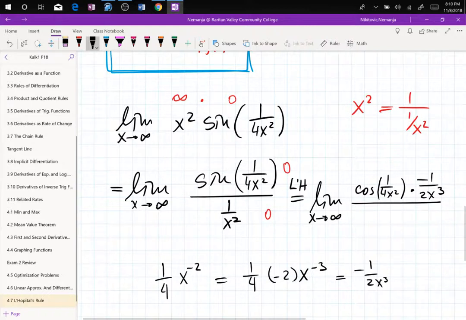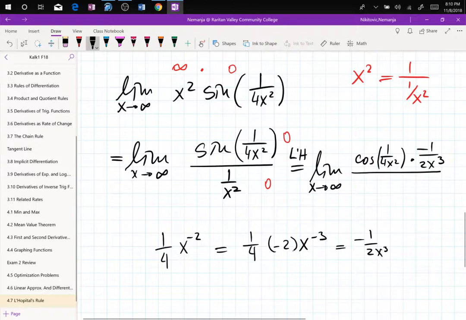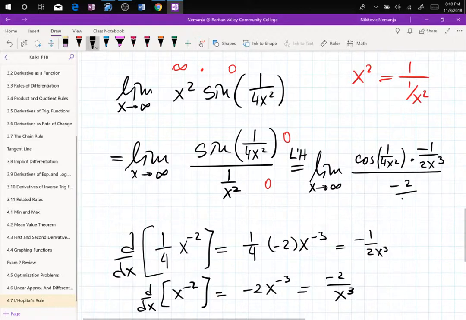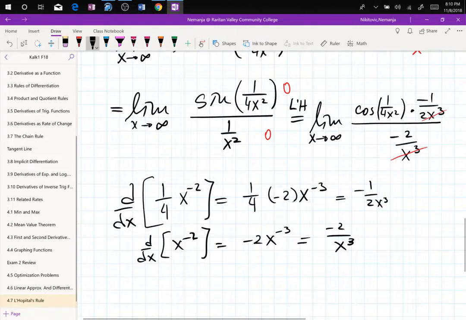Great. And now, if you are taking only the derivative of x to the negative 2, I'm supposed to put these derivatives for complete notation. I have negative 2x to the negative 3, so that's negative 2 over x cubed. These x cubes will drop. And now we just deal with the rest of the algebra.